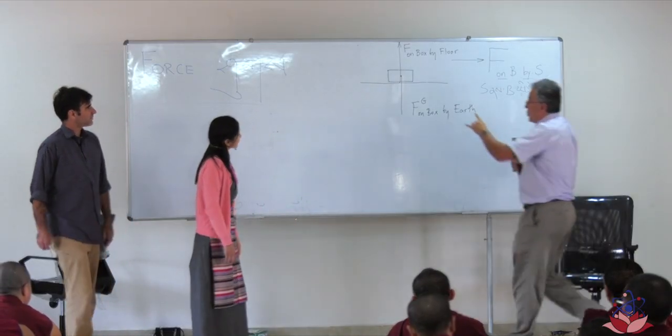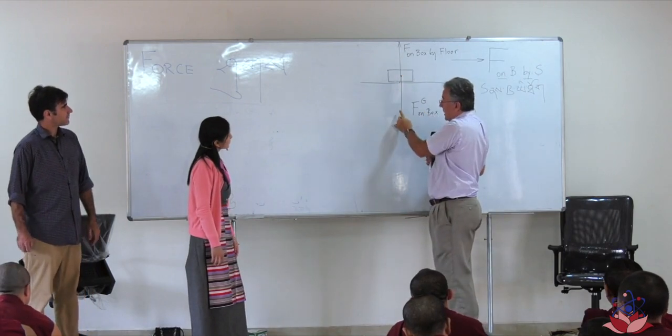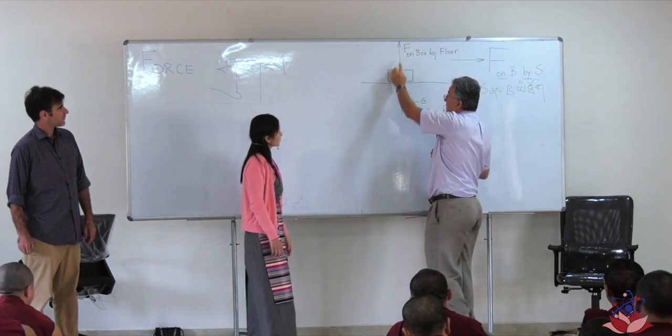How big should I draw this? Where should I put the arrowhead? How big should I draw this compared to that?